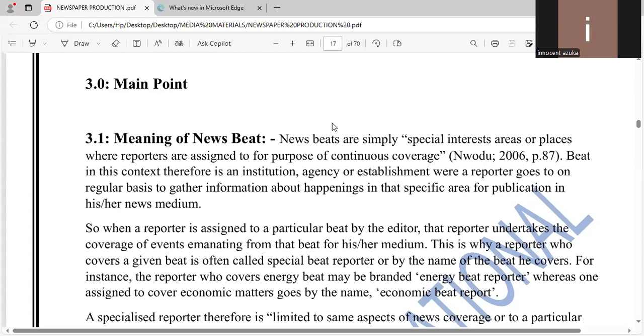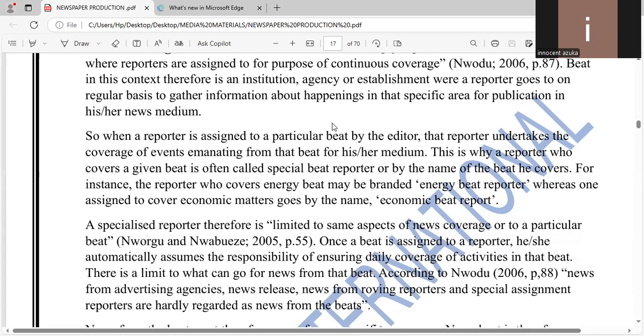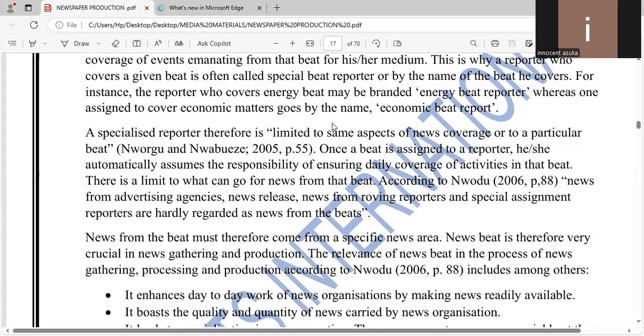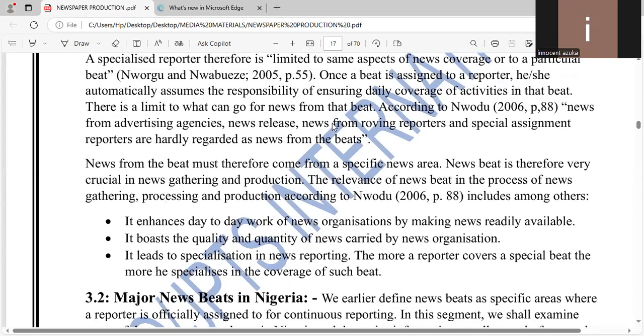So special areas, interests or places where reporters are assigned for the purpose of continuous coverage. A beat in this context, therefore, is an institution or agency or establishment where a reporter goes on a regular basis to gather information about what is happening in that specific area for publication in his or her news medium. So that is what a news beat is. It is the area where you source information.